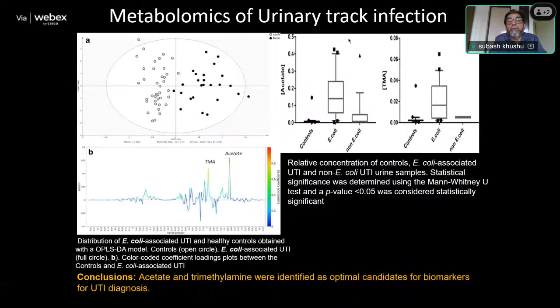Similarly with urinary tract infection, you can see the two groups, the healthy group and the people who had urinary tract infection, can be easily separated. And these are the two metabolites which become the biomarkers for urinary tract infection. You have TMA and the SH8. They were identified as optimal candidates for biomarkers for UTI diagnosis. And you can show here the changes in E. coli and non-E. coli parameters compared with the control group.